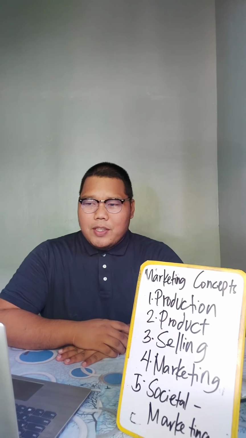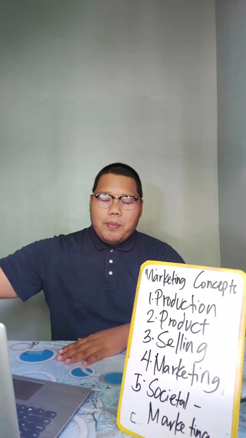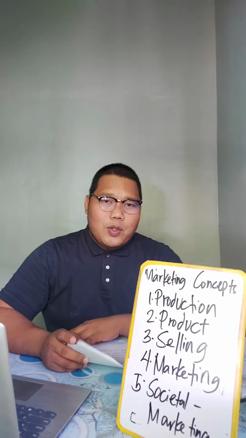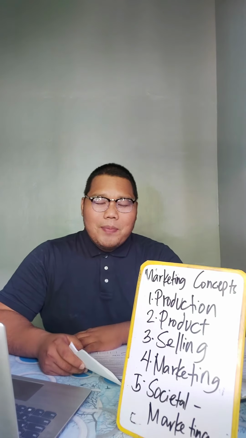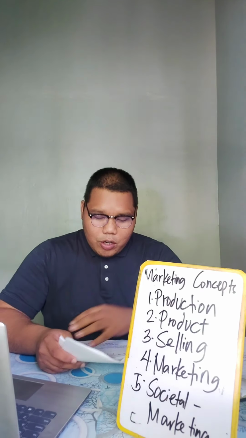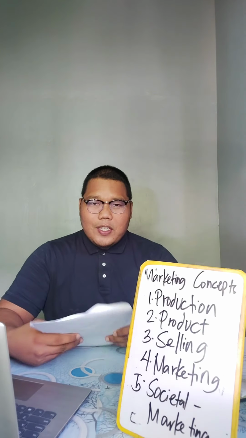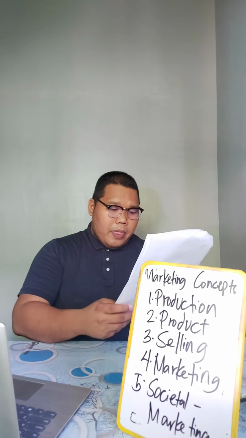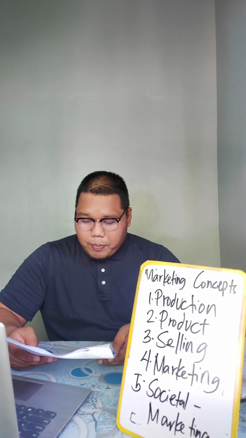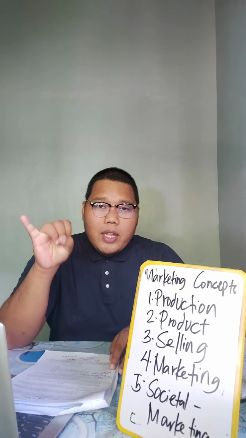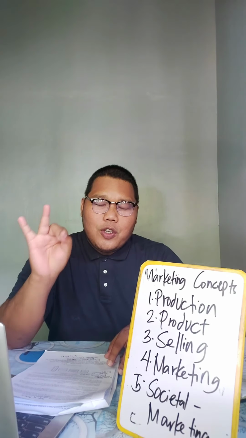Okay, so there are 5 alternative concepts under which organizations design and carry out their marketing strategies. You should know about this by now. So we have production concept, product concept, selling concept, marketing concept, and societal marketing concept. So first, the production concept. The production concept holds that consumers will favor products that are, number one, available and highly affordable. So that is the production concept.